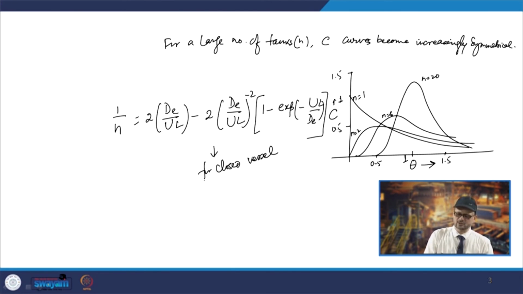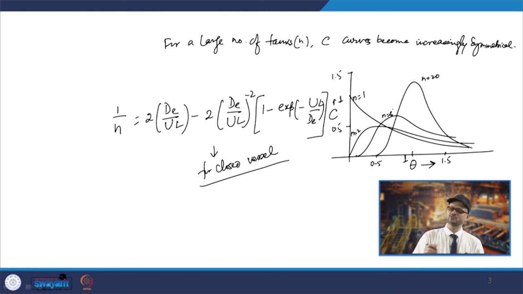This is the correlation which comes once you take into consideration the tanks in series model and the other dispersion models. We will also see what these indicate.